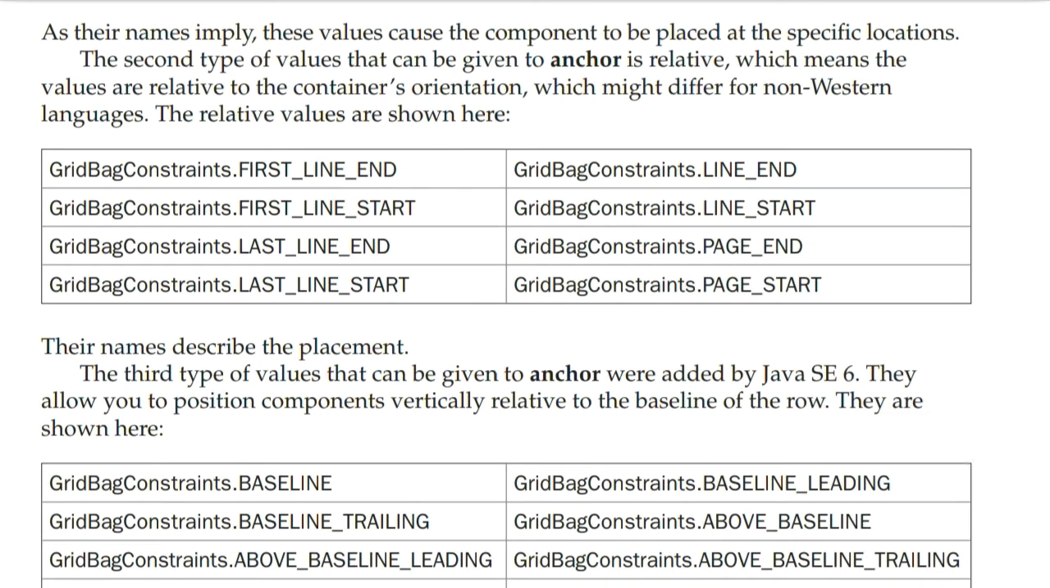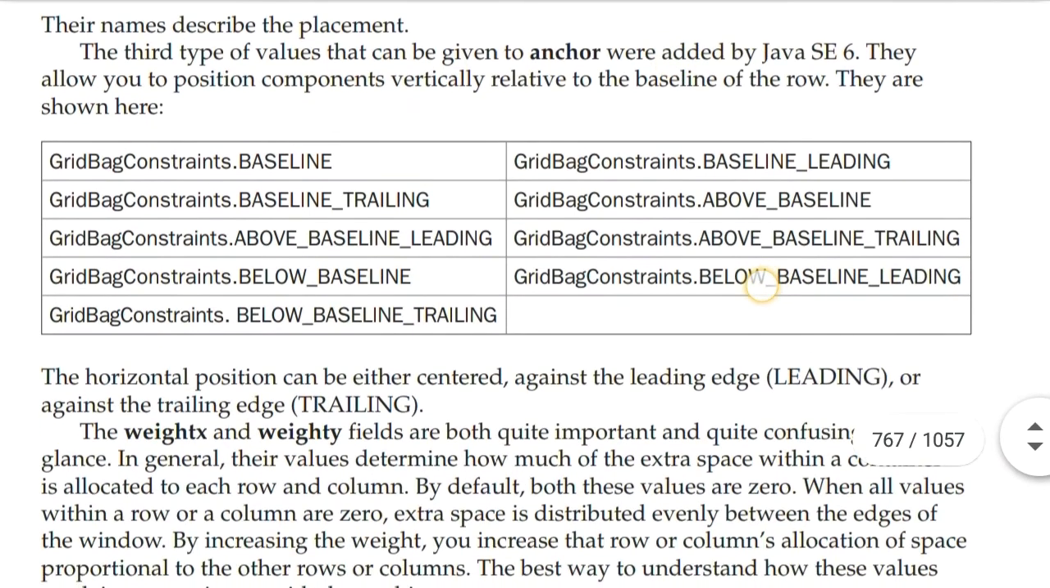As their names imply, these values cause the component to be placed at specific locations. The second type of value that can be given to anchor is relative, which means the values are relative to the container's orientation, which might differ for non-Western languages. The relative values are shown here: GridBagConstraints.FIRST_LINE_END, GridBagConstraints.FIRST_LINE_START, GridBagConstraints.LAST_LINE_END, GridBagConstraints.LAST_LINE_START, and so on. Their names describe the placement.